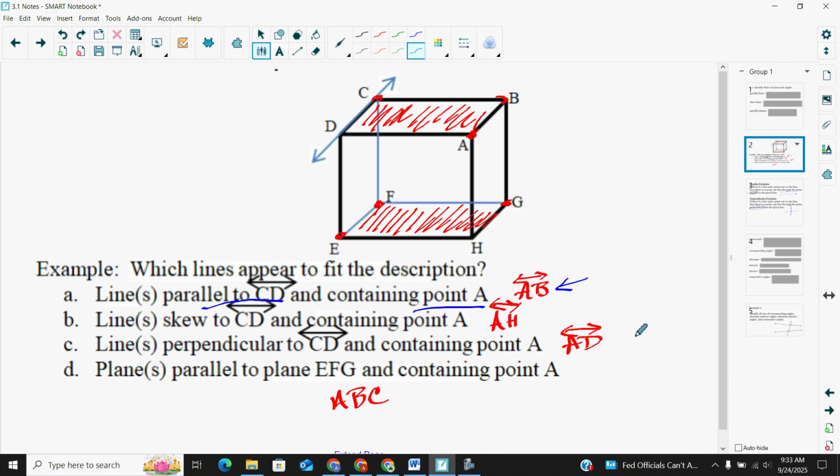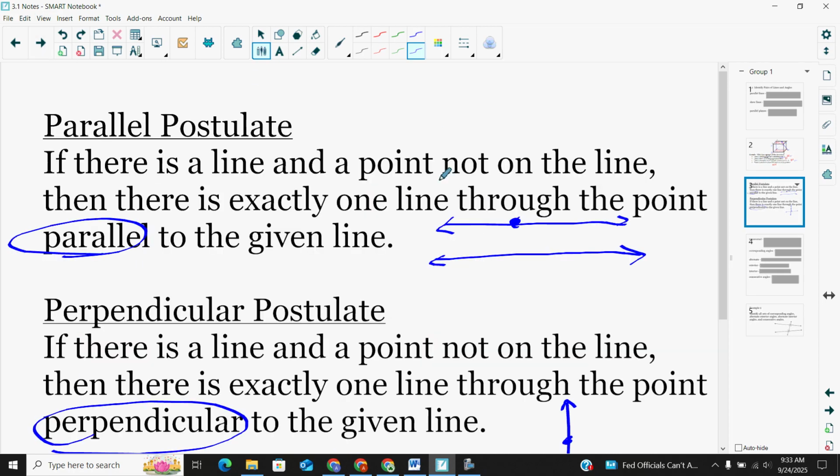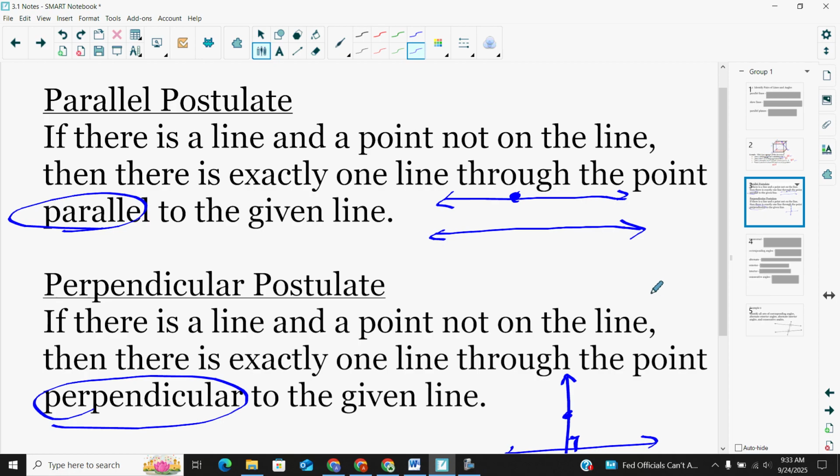There is only ever going to be one right here. Now that's not true for skew. We don't have a skew line postulate. Notice this wasn't one of the lines on here, but like AG or EA pass through A, but are not parallel to CD. So skew lines, that's not the case. But with parallel and perpendicular lines, if I'm given a line and a point, there's only one such line that is parallel or perpendicular to the given line.